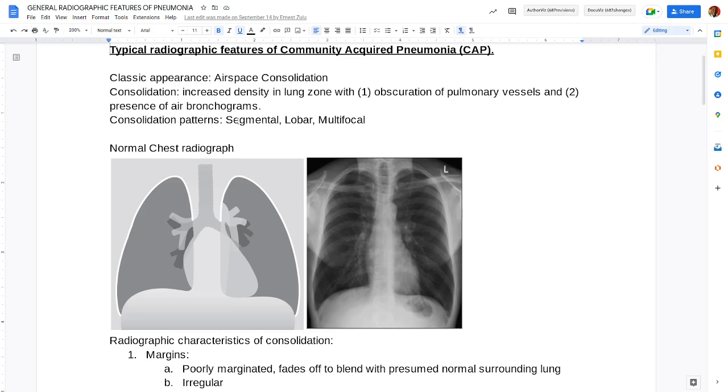Now, on a chest X-ray, the density of the lungs looks black. So the lungs, what you are seeing on those images, are those cone-shaped shades of gray.